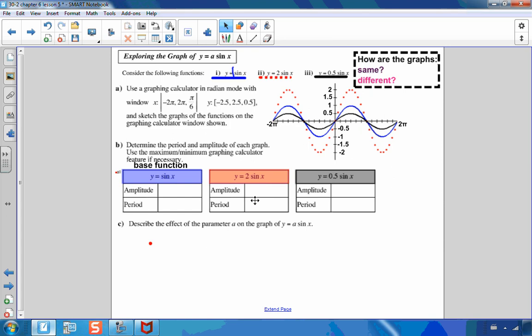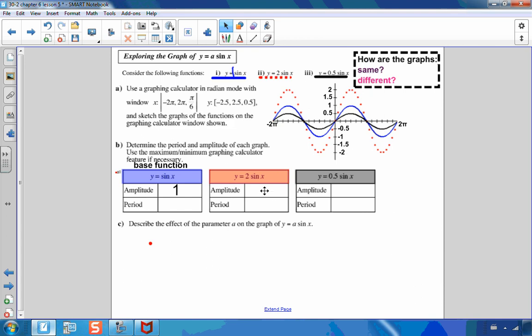Okay, so let's look at the amplitude. You'll notice my little trick is going to help here because they all have the same max, same min. Look at the blue graph. It has a maximum at 1, a minimum at -1. So remember, amplitude is your max. Let's go to my red graph. It has a max at 2, a min at -2, so same but opposite signs.